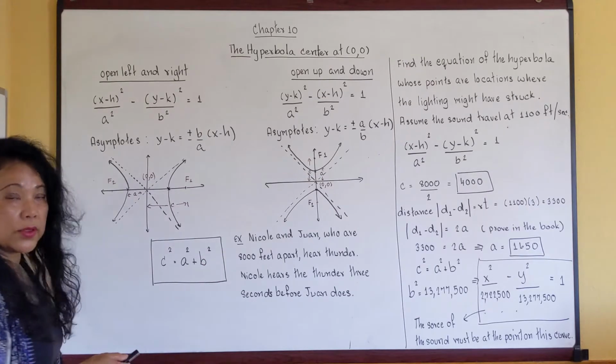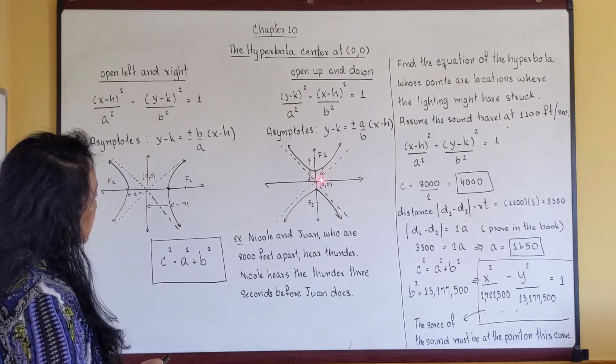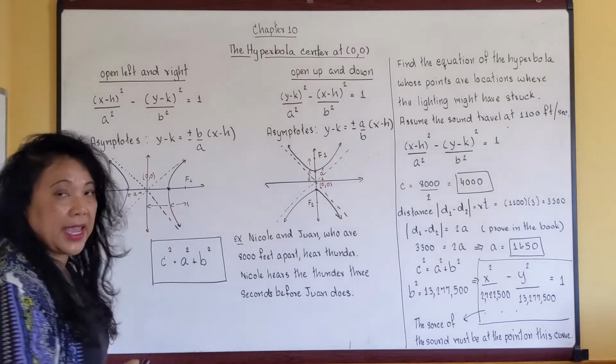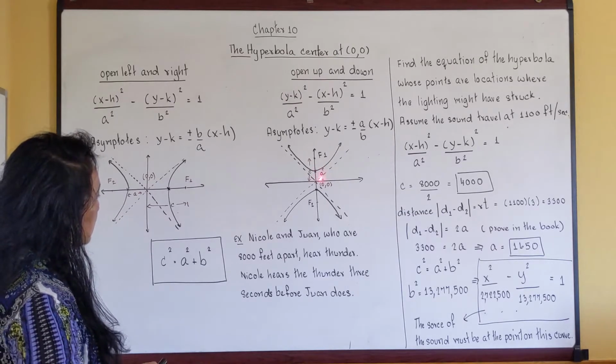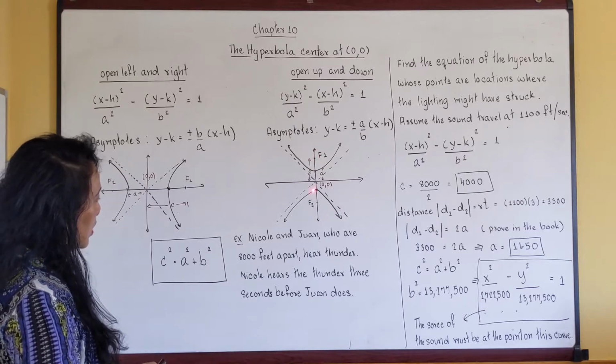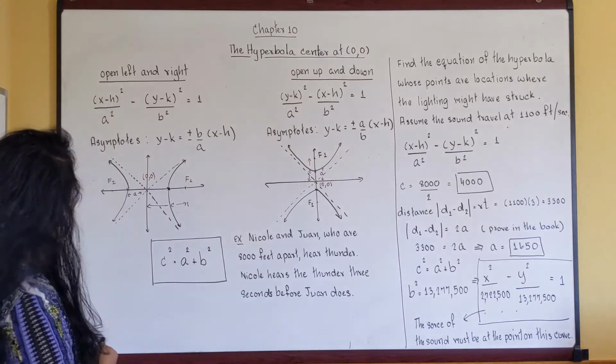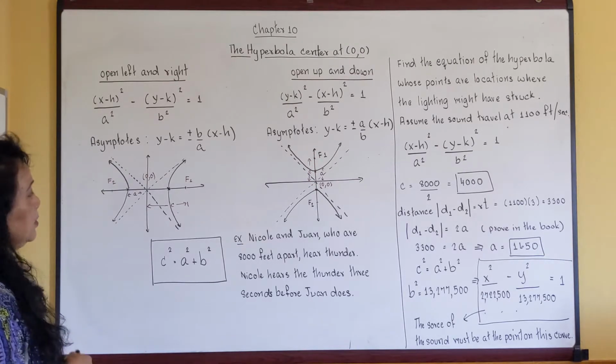Now, for both of them, the distance from the center to the vertex is a. The distance from the center to the foci, or each focus, is c. Same thing for the open left and right.